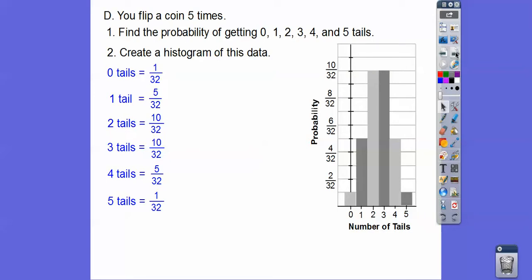What would you say? Would you say that was symmetrical? I would. Isn't it the same on both sides? So it's a normal distribution, okay?